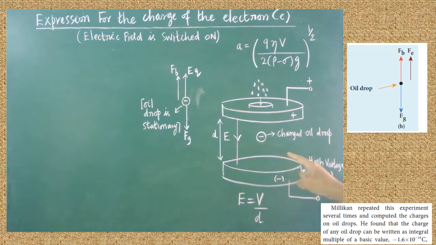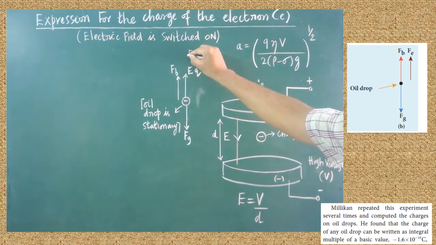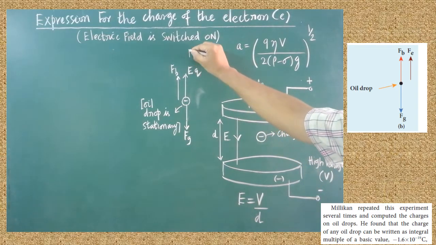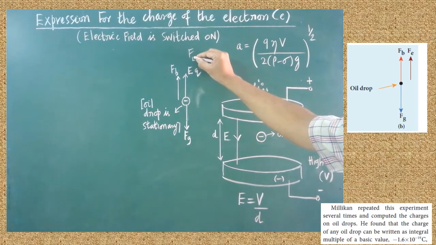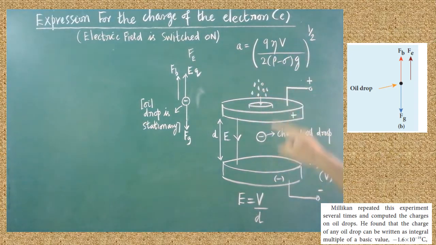Here what will happen now? The positively charged plate will apply an upward force, which is called the electric force. That electric force can be called Fe. Electric force can be called Fe. Is that clear? That is acting in the upward direction.